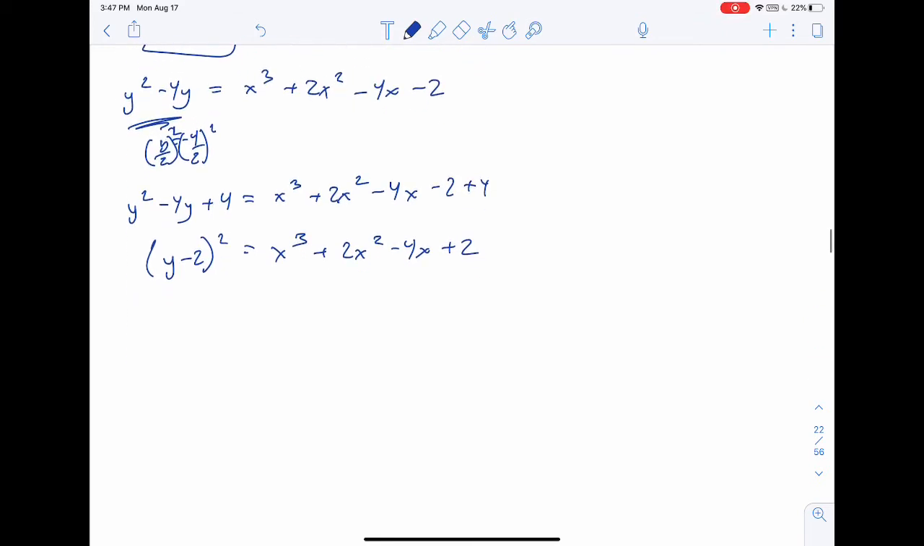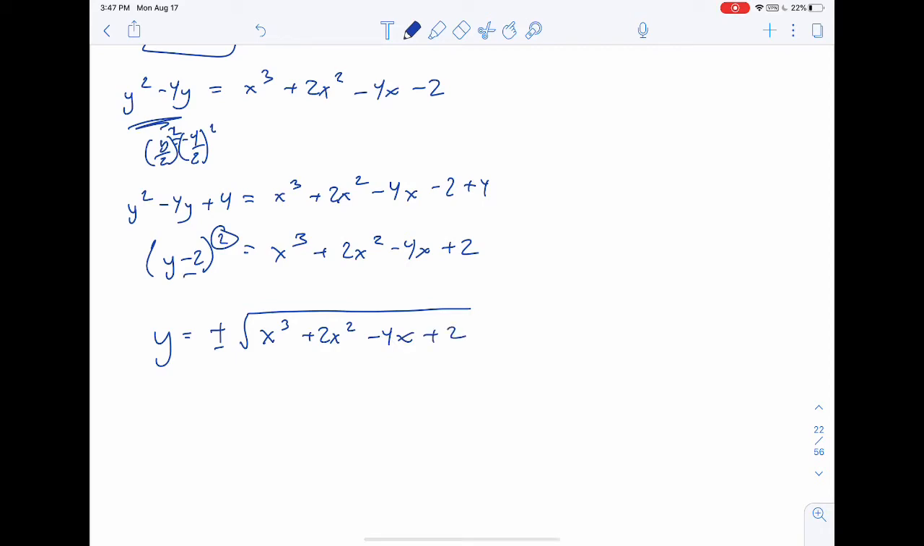And we can do 2 steps in once here. We're good at this. So we'll take the square root of both sides, and so y is equal to plus or minus the square root of all that stuff, x cubed plus 2x squared minus 4x plus 2. I said I was doing 2 steps at once. Let's also add 2 to both sides, and so have that 2 on the outside of the square root.